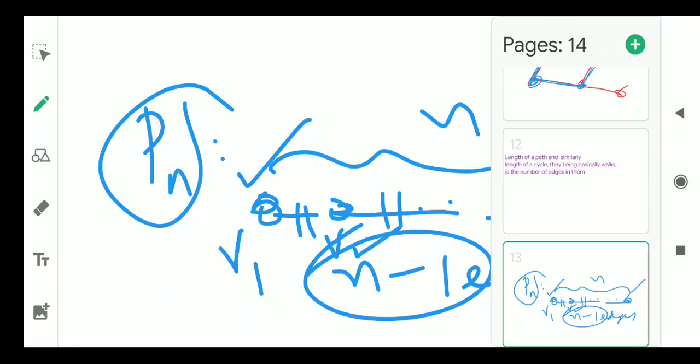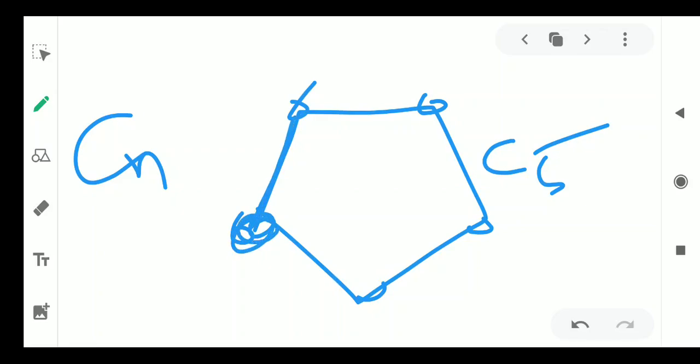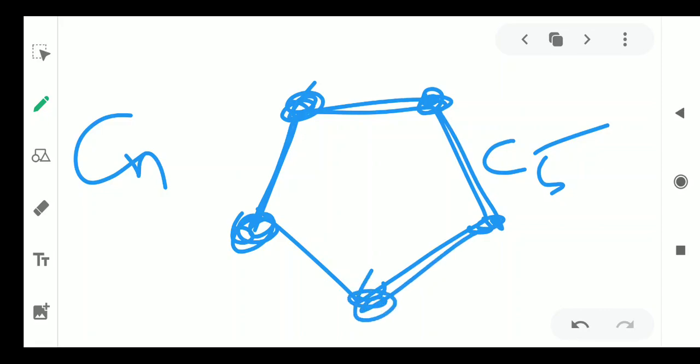Similarly, if you have a cycle, say, this is an example of a C5. It means you have to start with a vertex, move on to an edge, reach a vertex, move on to an edge, reach a vertex, move on to an edge. So there are 5 vertices and 5 edges. So such a structure is what we call a cycle.